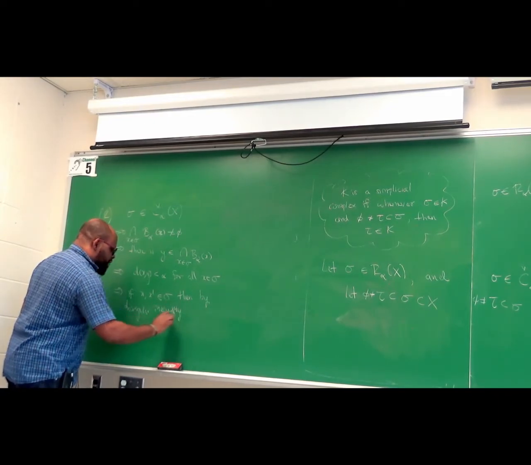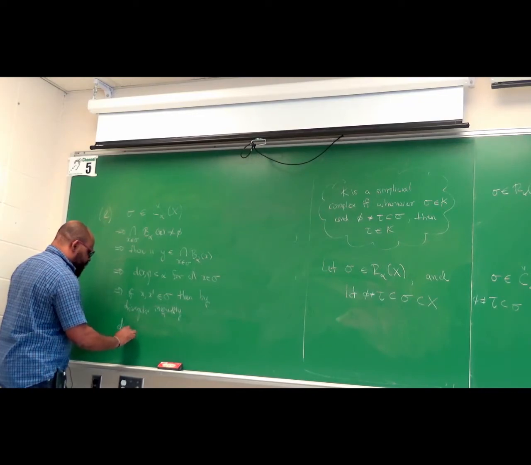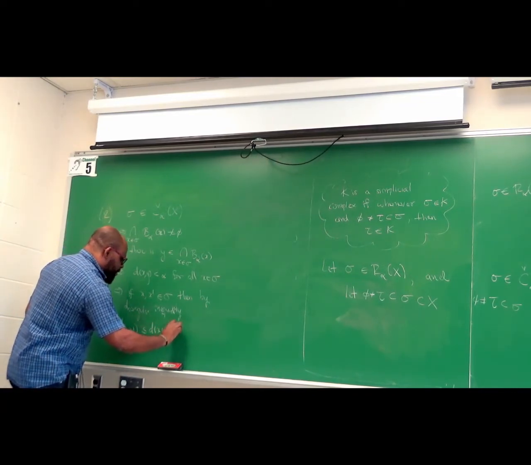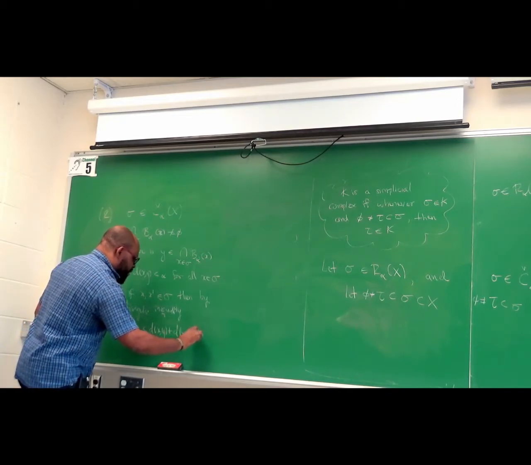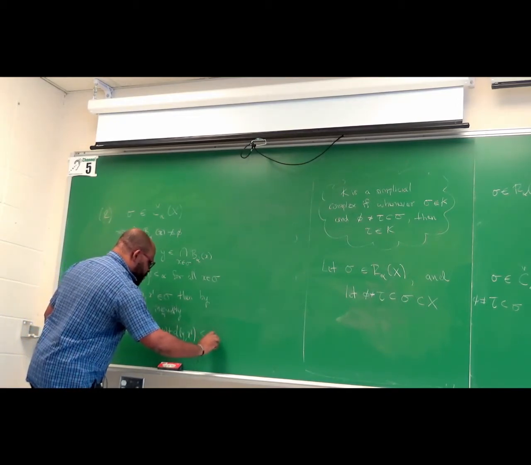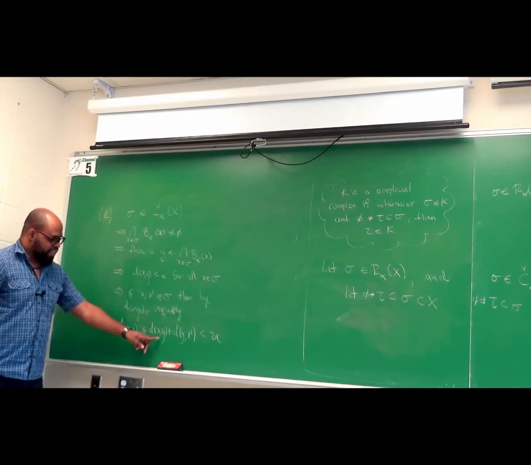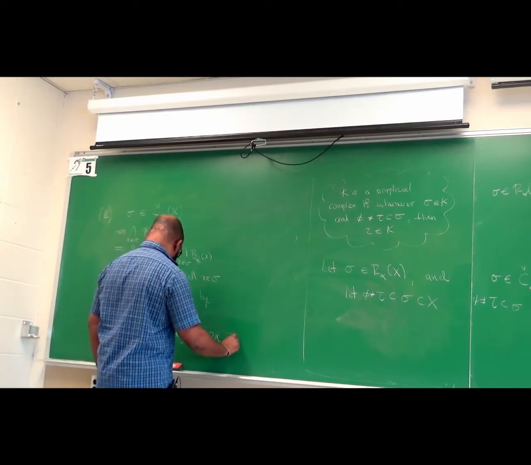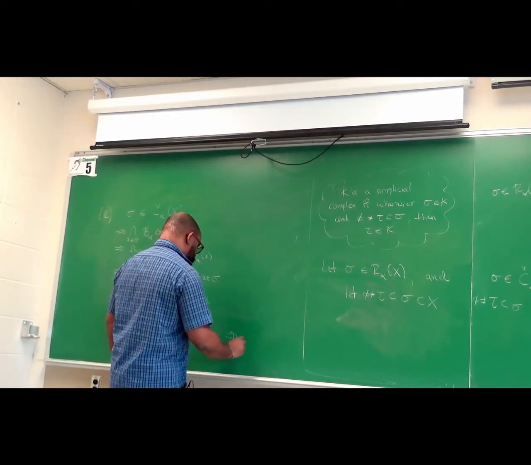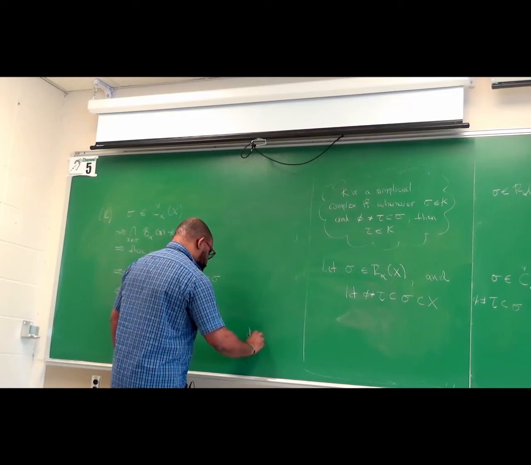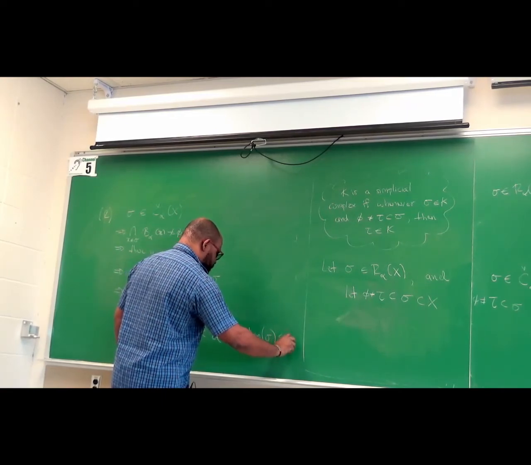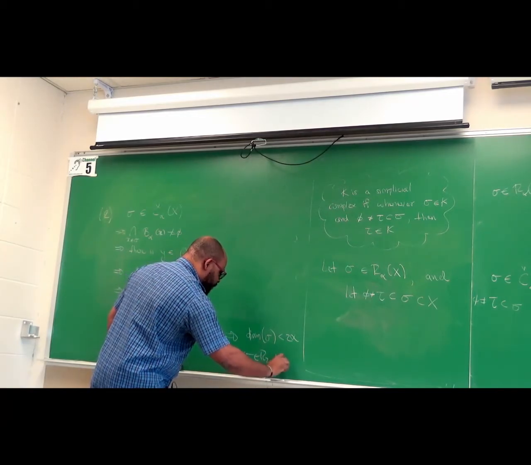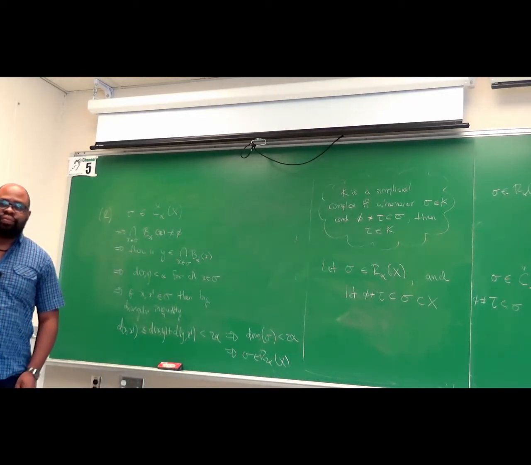we have that the distance between x and x prime is less than or equal to the distance between x and y plus the distance between y and x prime, and that is less than 2 alpha. Because this is less than alpha, and this is less than alpha. And that implies that the diameter of sigma is less than 2 alpha. And sigma is in the Rips complex at 2 alpha. Right?